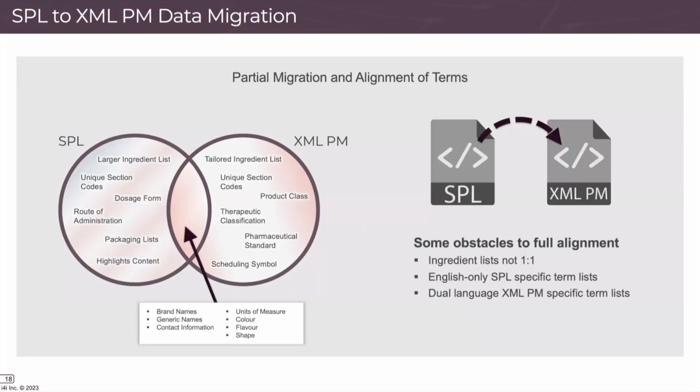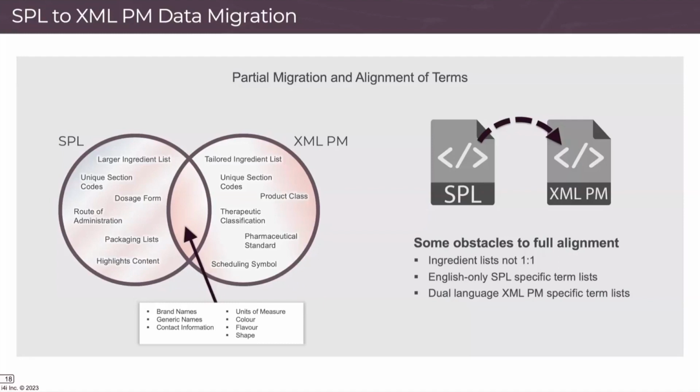But there are a few different scenarios that currently will be an issue for SPL to XML PM migration. So first of all, some lists, such as the ingredient list, are a subset of the SPL ingredient list. So an SPL file could potentially have an ingredient that is not a valid XML PM ingredient. Second, a number of XML PM control vocabulary lists do not correspond with their SPL counterpart in any way. Examples of this are the dosage form, route of administration, and packaging lists.